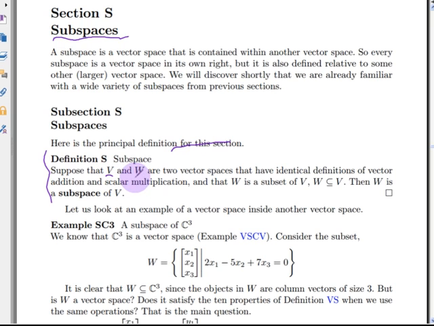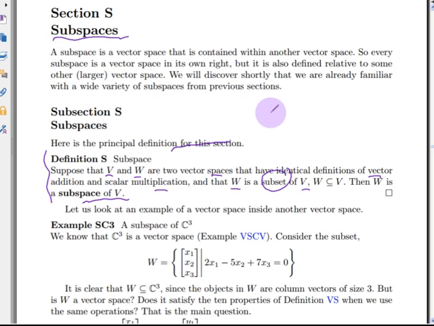Suppose that V and W are two vector spaces that have the same definitions of vector addition and scalar multiplication. And suppose that W is a subset of V. Then W is a subspace of V. Okay, so a subspace is not the same as a subset. Subspace is a stronger condition.